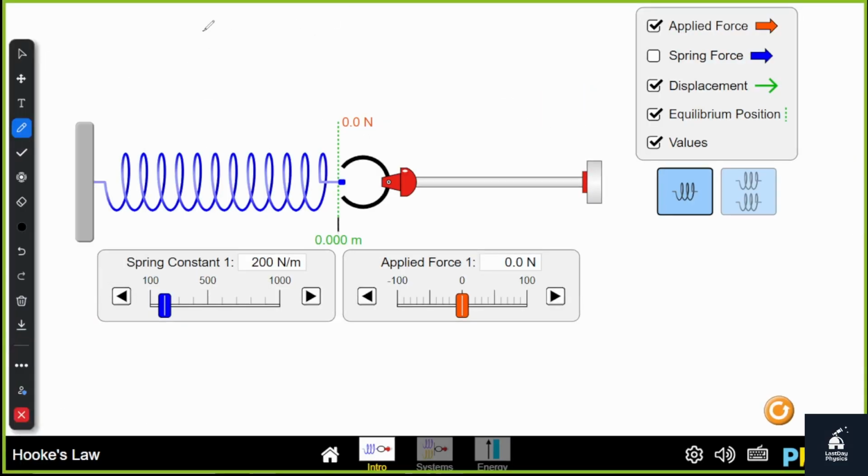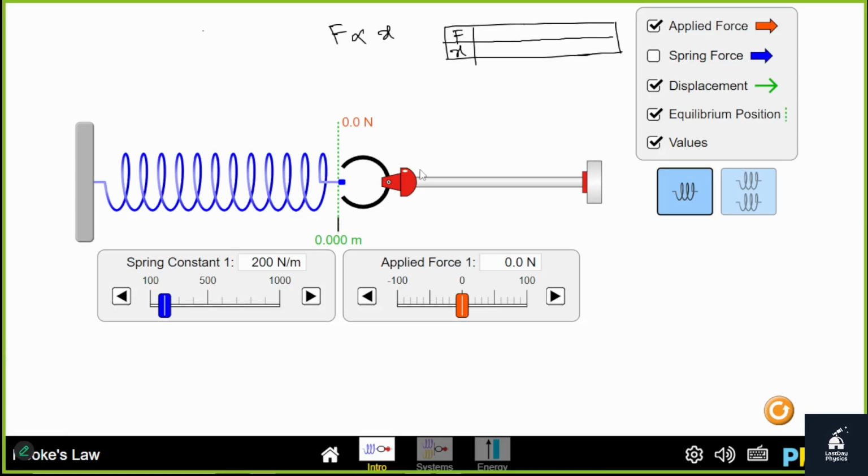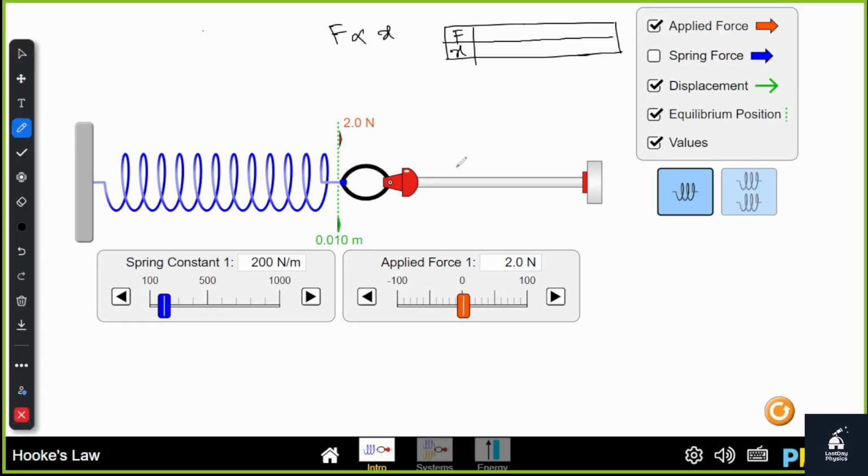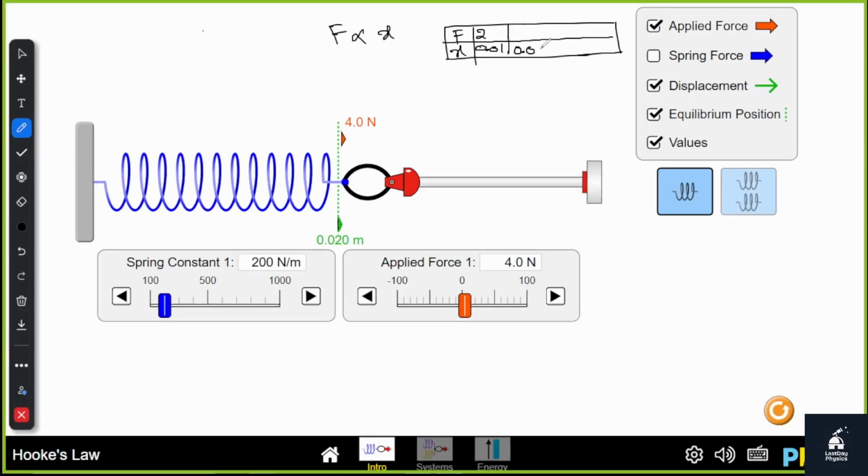So what do we mean by direct proportionality? That force is directly proportional to extension x. So let's draw the table for confirming that these are directly proportional. Okay, now let's see. हम हर 2 न्यूटन के लिए चेक करते हैं. When the force was 2, the extension was 0.01, 0.02 when the force went from 2 to 4.